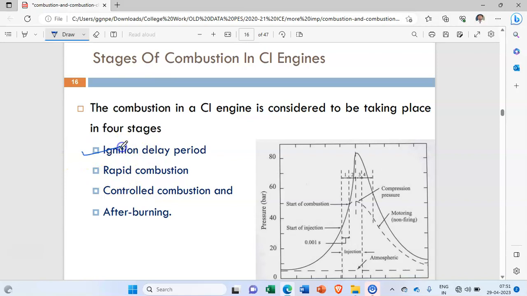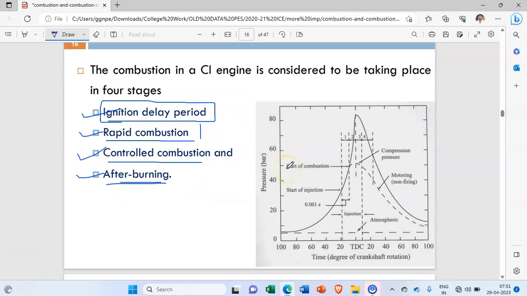What are those stages? First is the ignition delay period. What is this ignition delay period? We have already discussed the physical process and chemical process. To perform those two processes, some amount of time is required, and that is nothing but the ignition delay period. After completion of the ignition delay period, actual burning takes place. The second stage is rapid combustion, also called uncontrolled or uncontrollable combustion. The third stage is controlled combustion, and the last stage is after burning.